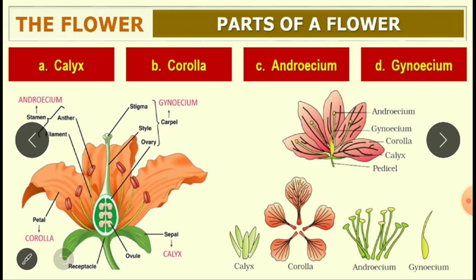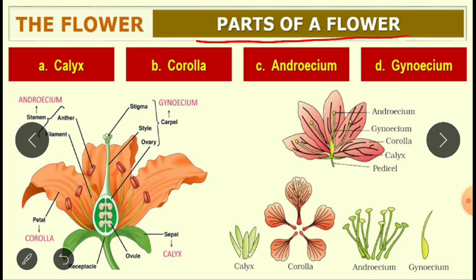We saw how the flowers can be classified into different types based on the presence of bracts or the symmetry in which they can be divided or the number of floral appendages or the position of the ovary. So based on these various criteria, how the plants can be classified, that we have seen in my last video. Today we are going to be starting with the next part, that is the parts of the flower.